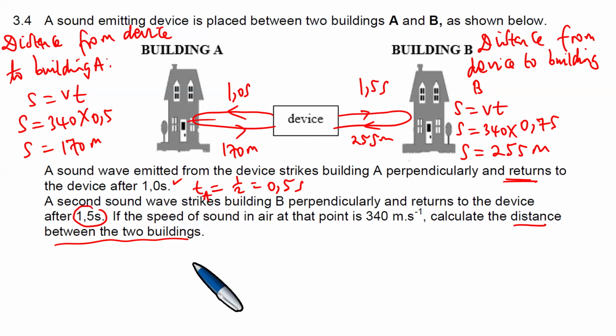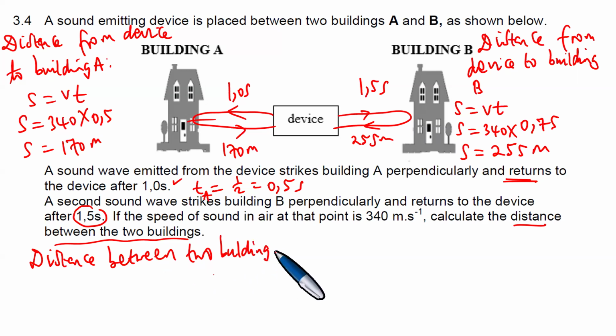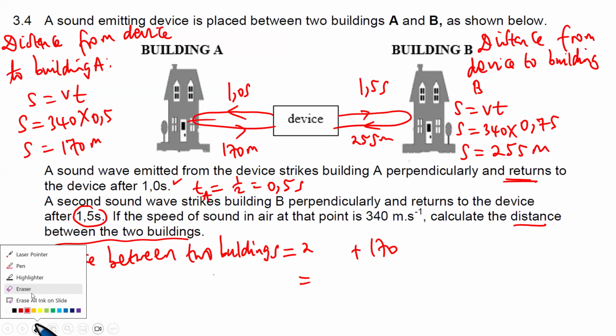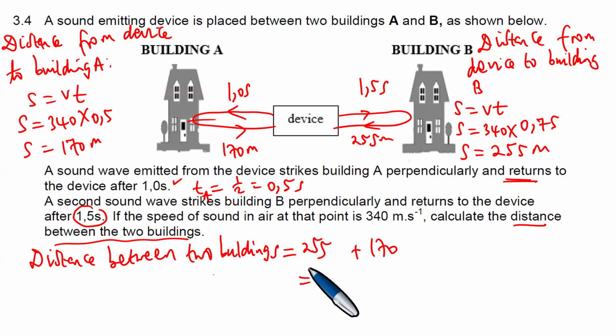Okay, and then you say, distance between two buildings. The distance then is 255 plus 170. And 255 plus 170 is equal to what? That is 425 meters. So here it's 170 from the device to building A and 255 meters from the device to building B. Then the total distance is 170 plus 255, which is 425 meters. Let's move to the next question.